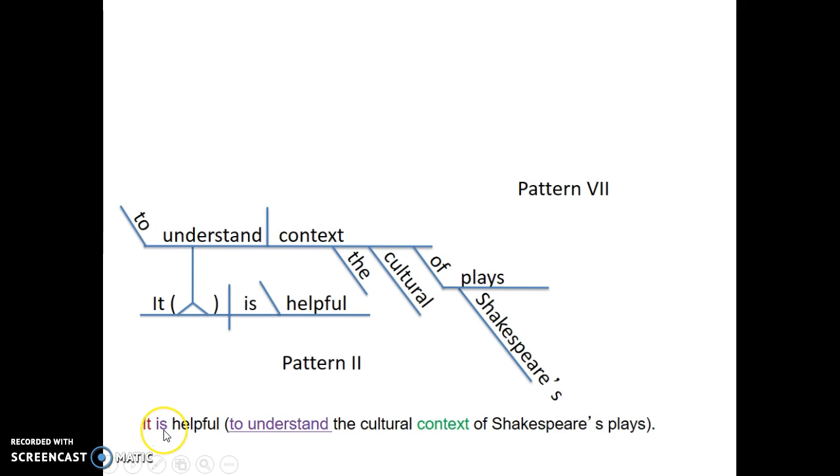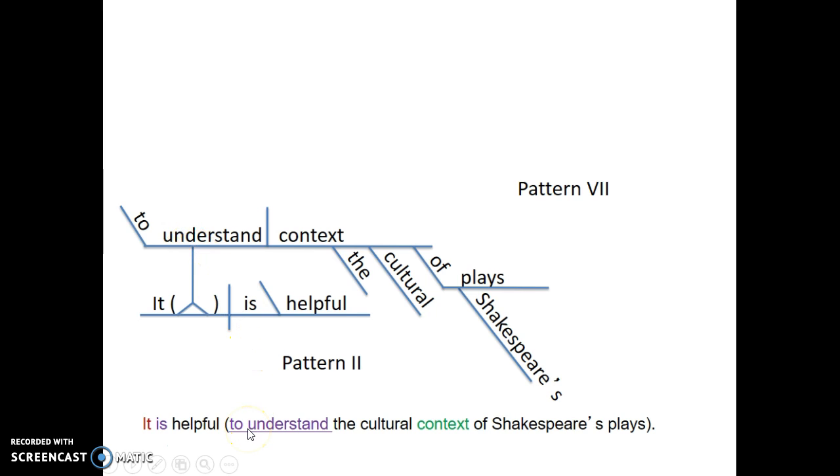So we have subject it, our be verb is, and helpful is an adjective. And then the rest of it is the appositive. So that is our main diagram. It is helpful. Subject, be verb, adjective makes that a pattern 1. Our appositive goes right after the subject in parentheses, and it goes up on that pedestal.